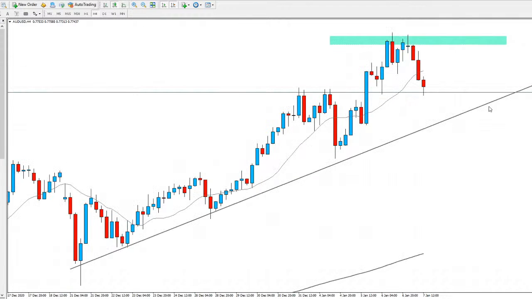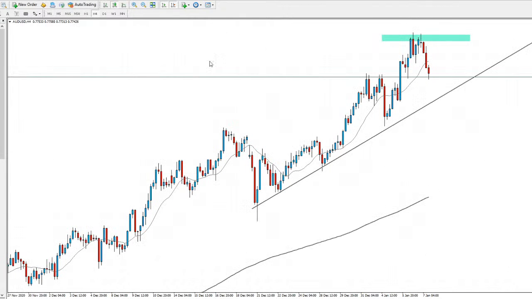But again, currently testing that support. If it doesn't hold, probably see a longer swing back downside. If it does hold, probably see another push back to the upside, probably retest the resistance potentially.